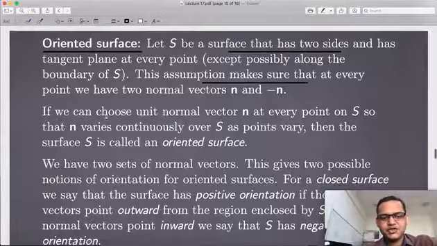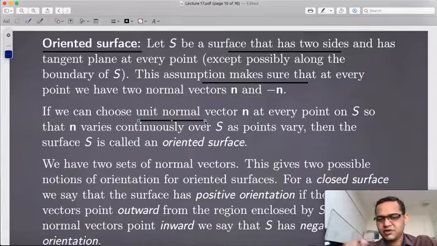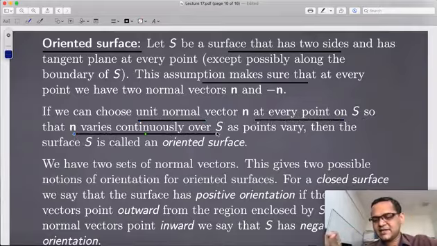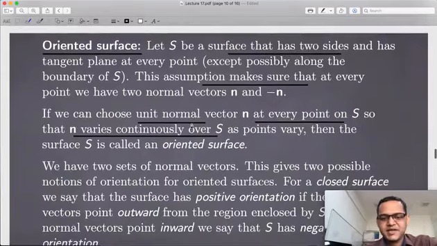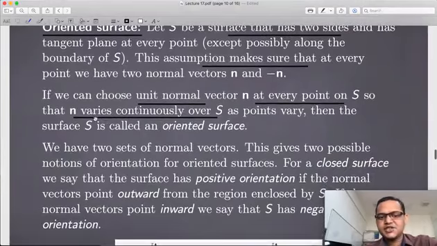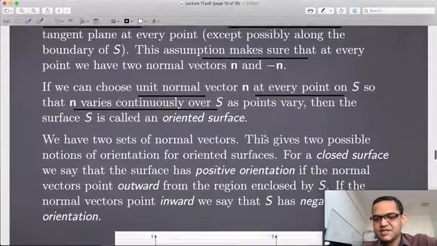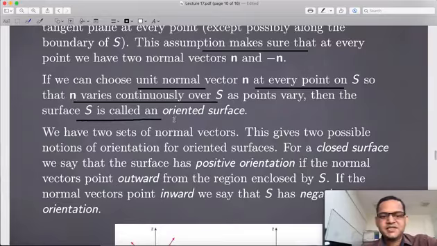So if we can choose a unit normal vector n at every point of the surface so that this n varies continuously over S. What does it mean? Look at this. If I start moving on the surface, then the normal vector will also move. So what we are saying is that if we have a surface on which I can choose this vector n to be continuous, then we say that the surface is an oriented surface.